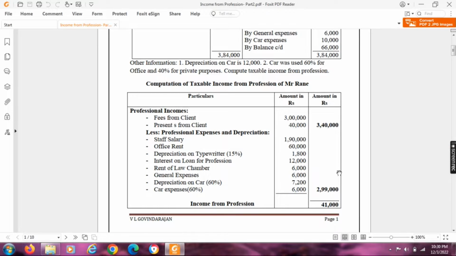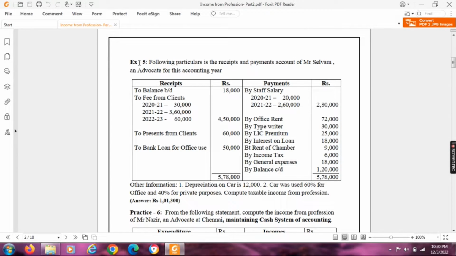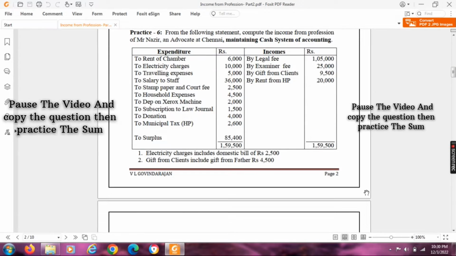In the same pattern, the listeners can practice exercise 5, advocate Mr. Silvam. Now practice 6. From the following statement, compute the income from profession of Mr. Nazir, an advocate at Chennai, maintaining cash system of accounting. Actually, he submitted an income and expenditure account, not a cash book. But he is maintaining a cash book. So, cash system of accounting.